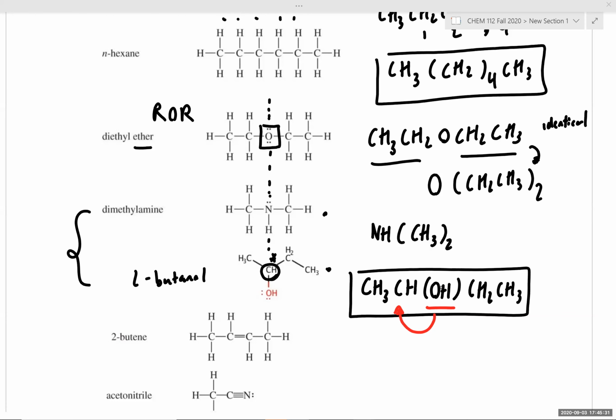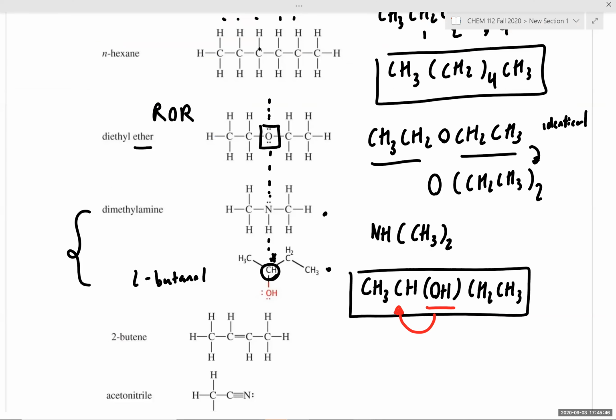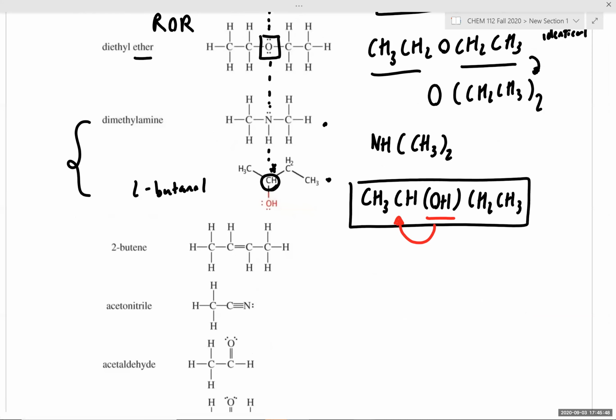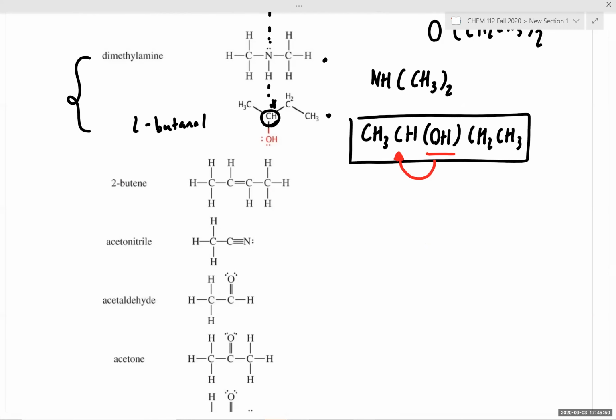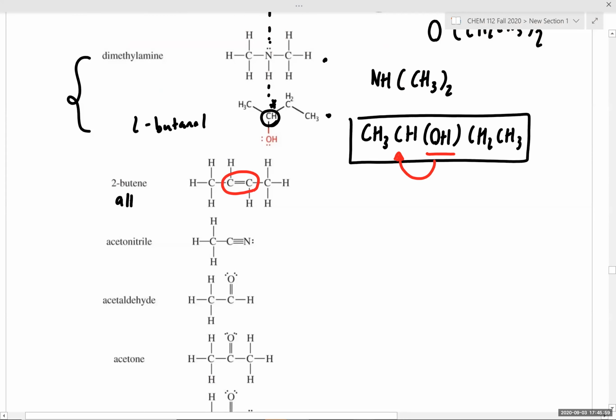Does that make sense to everyone? So you put attached functional groups in parentheses right after the carbon it's attached to. Perfect. Let's keep doing a few more examples. So 2-butene, we have a carbon-carbon double bond. So that's a key signpost to remember. So this has an alkene functionality.